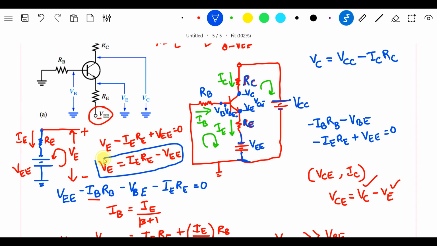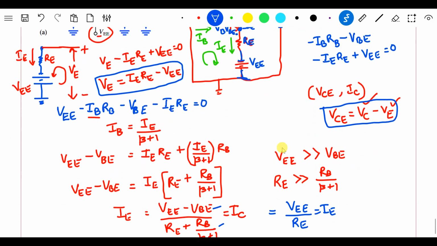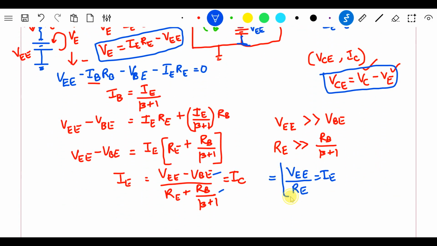So in this equation, I am able to get the value for VE. This is the equation where I can generate the solution for VE, and this is the equation where I can generate the value for VC, and therefore finally I can generate the value for VCE, which is VC minus VE. With this equation, I can also generate the value for IC or IE, because we know that IE is approximately equal to IC. So with these two values, finding out VCE and IC, we can easily generate the Q point, which will have the values IC and VCE.